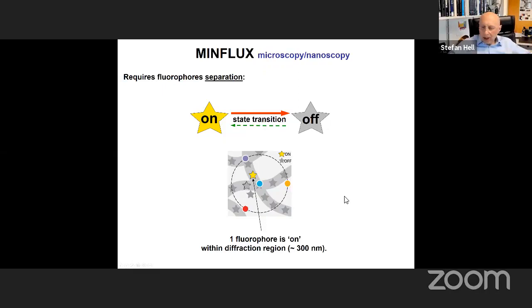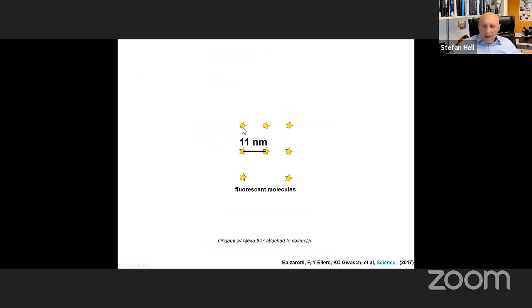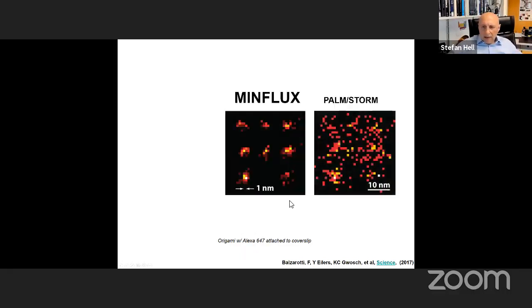In this way, you can make a picture as it is also done in PALM STORM, molecule by molecule, but this time not with localizing the centroid of a mountain as it is usually explained, but by going around with the donut and finding the position of the molecule in a very photon economic way. Now, this is a cartoon showing an array of molecules, this was Alexa 647, which is a switchable molecule, arranged on a DNA structure, it's called origami. And usually with PALM STORM, and this is a simulation here, in realistic conditions, ideal, so to speak, camera, you cannot take them apart with MINFLUX.